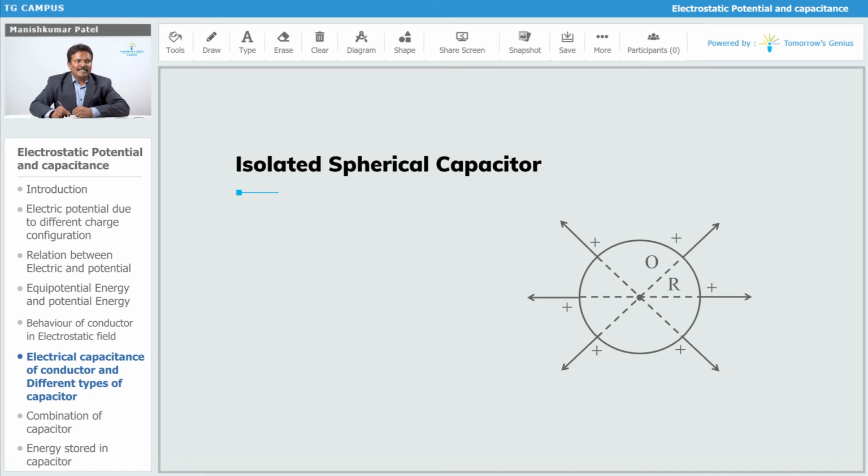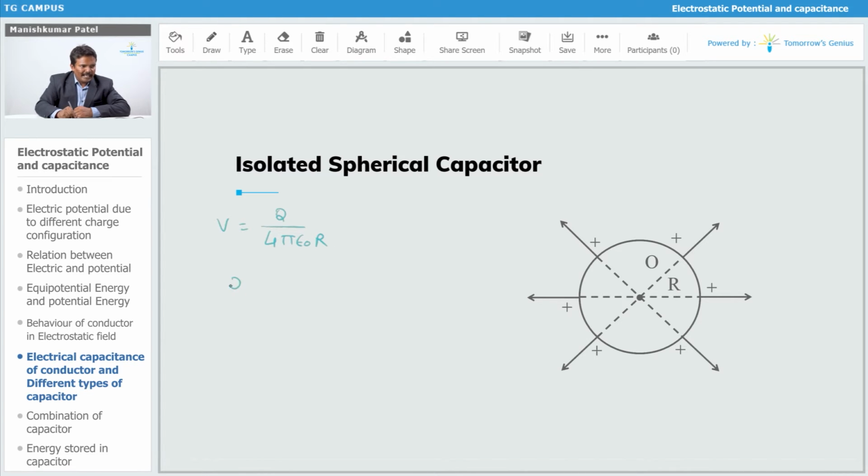Now we will see what is the capacitance of an isolated spherical capacitor. Just consider this is nothing but an isolated, that is one sphere. So you can find the potential at a distance r. We know that its value is V equals Q upon 4 pi epsilon naught R.